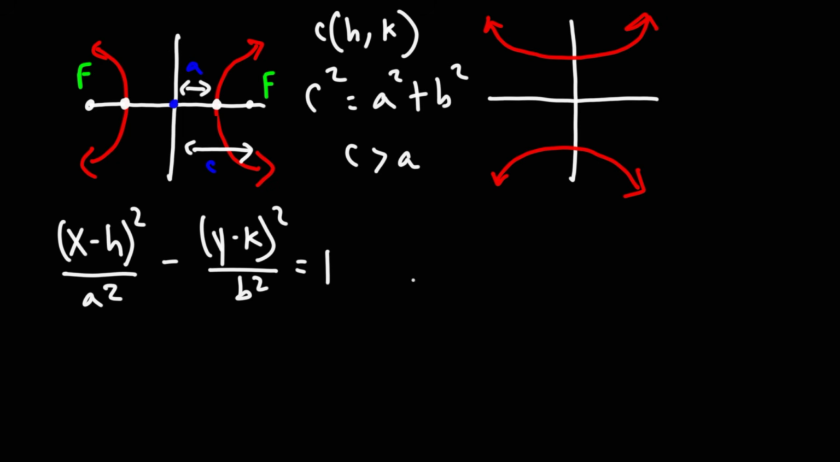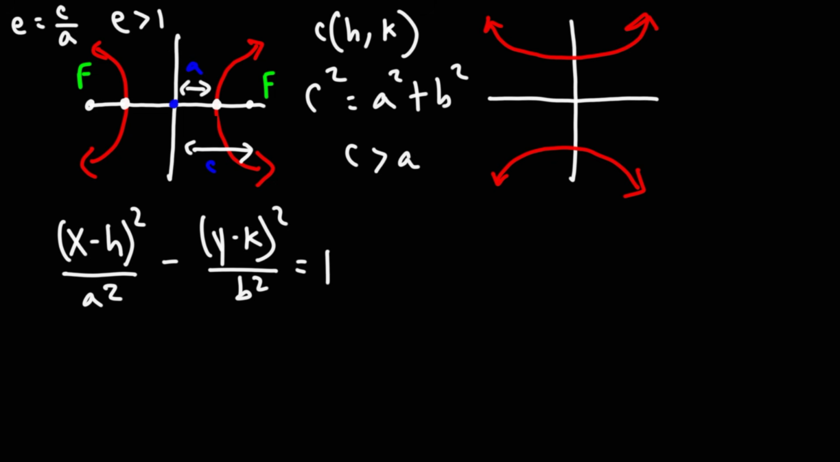Now we know that the eccentricity of a hyperbola, you can calculate it the same way as an ellipse. It's c over a. So because c is larger than a, the eccentricity of a hyperbola is going to be larger than 1. For an ellipse, it's less than 1 because c is less than a. But for a hyperbola, c is greater than a, so e is greater than 1.